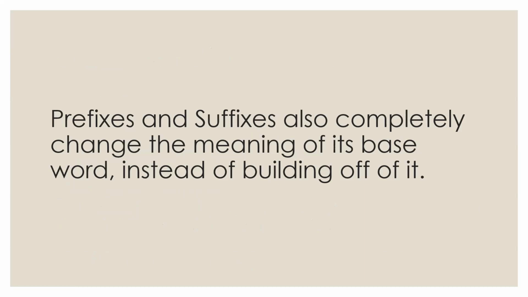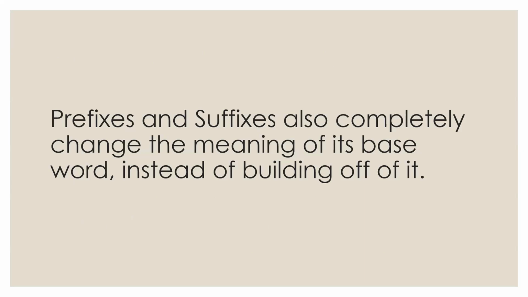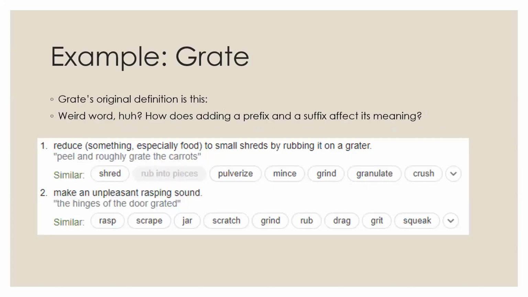But prefixes and suffixes can also completely change the meaning of the base word instead of just building off of it. So what that means is where we had complete and we were changing the form and the meaning of just the word complete by adding a few extra pieces to it, some words can be completely changed, meaning their ending form is nothing like the beginning form. The best example I can think of is the word grate. The word grate's original definition is: reduce something, especially food, to small shreds by rubbing it on a grater, or to make an unpleasant rasping sound.